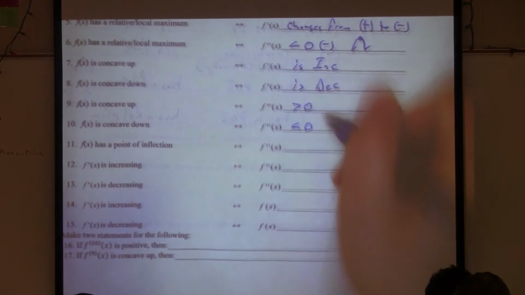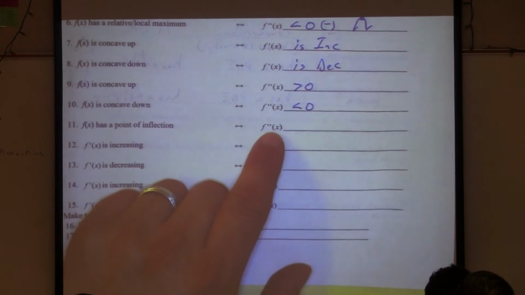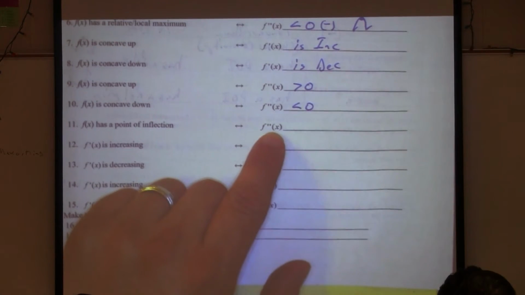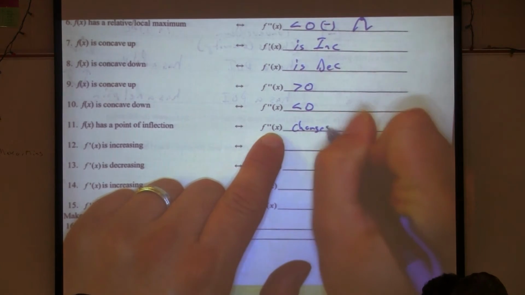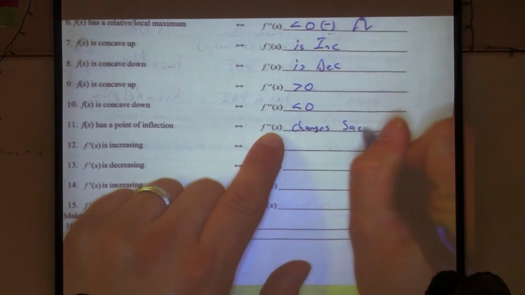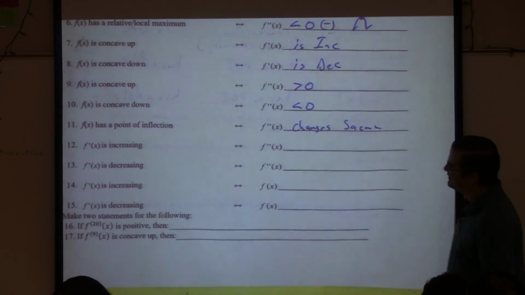How do I know I have a point of inflection if I'm looking at the second derivative? The second derivative changes sign. It equals 0 or is undefined, but those are only possible points of inflection. It changes signs. You spell it correctly. That's how I learned it.